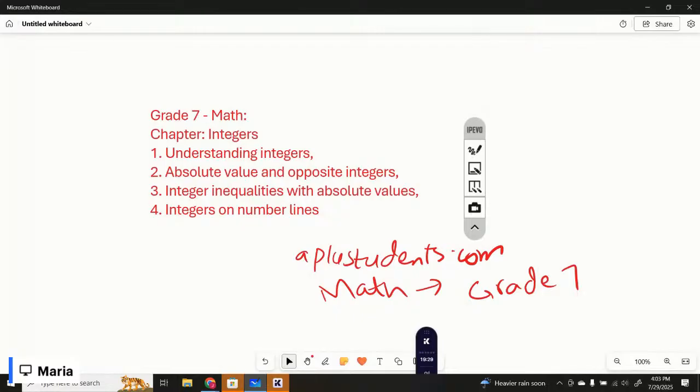We can start with the chapter Integers. The lessons we are going to cover today are understanding integers, absolute value and opposite integers, integer inequalities with absolute values, and integers on number lines. So please make sure you have your notebook and pencil so that you can note down the important examples and definitions as well.